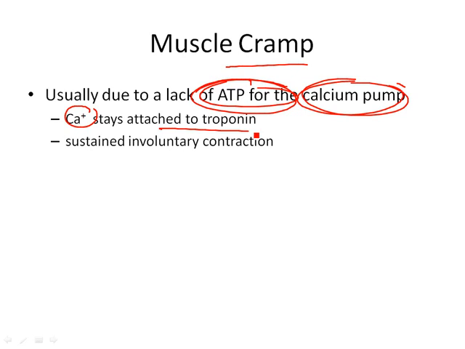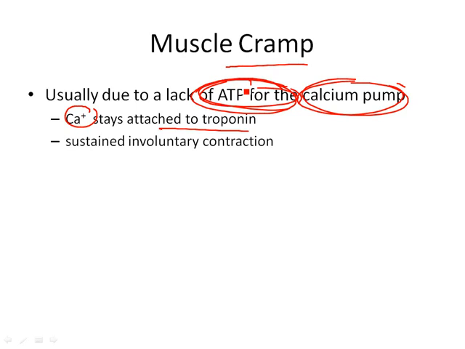So you've got to get some ATP in there so that you can start to pump that calcium out of the cytoplasm back into the sarcoplasmic reticulum and relieve that cramp. There are some people who swear by pickle juice. I think that has something more to do with getting your electrolytes back in balance. I've never actually tried that, but I have heard that it works. But again, you just need to get your ATP stores replenished, and that will usually help you get your calcium out of the way and relieve that cramp.